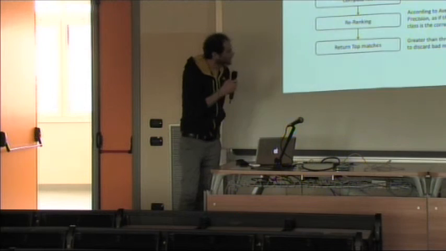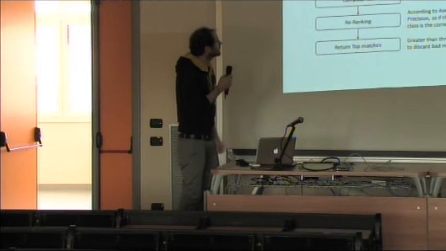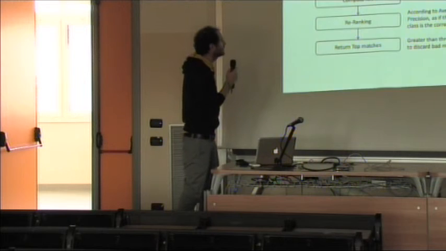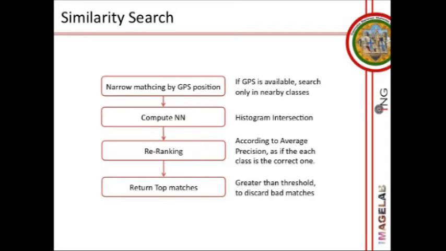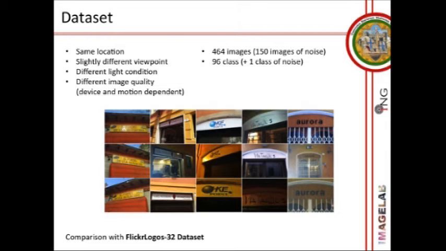Okay. Once the data are at the server, first I can narrow the match, comparing only with the places that are nearby. I can do this using a GPS position. I then compute the nearest neighbor using histogram intersection. That is pretty fast. I can use a ranking procedure to summarize the score of each class, and then I can return the top matches to the final user.